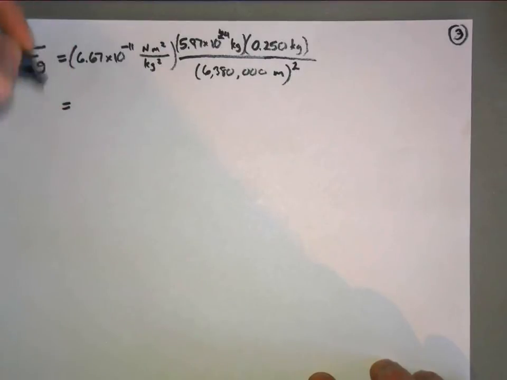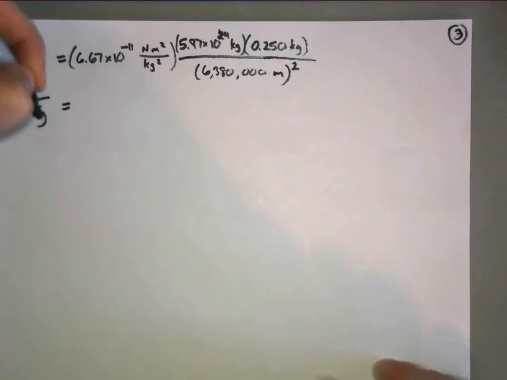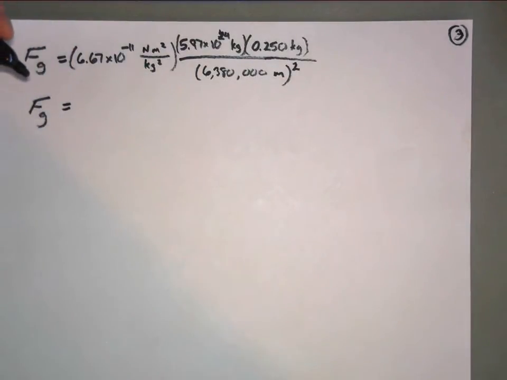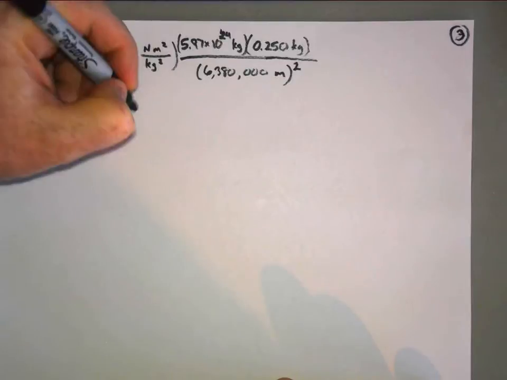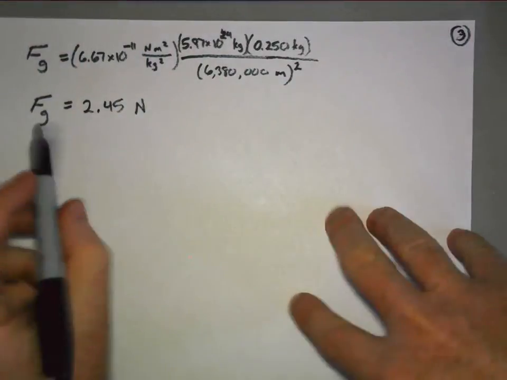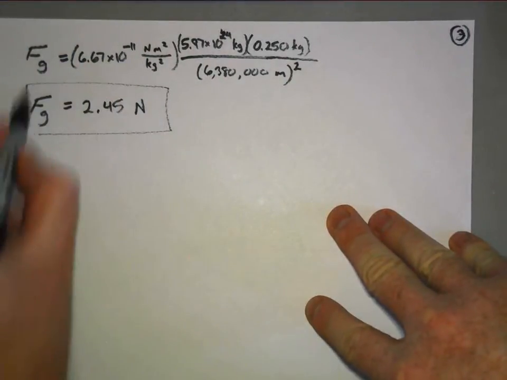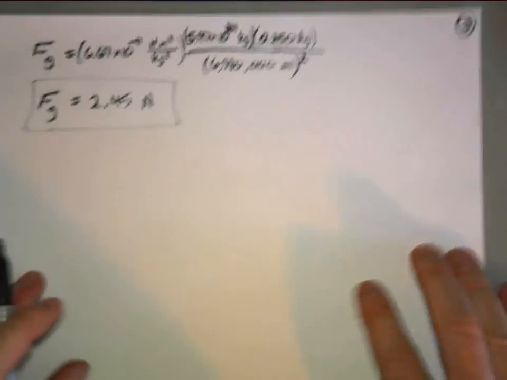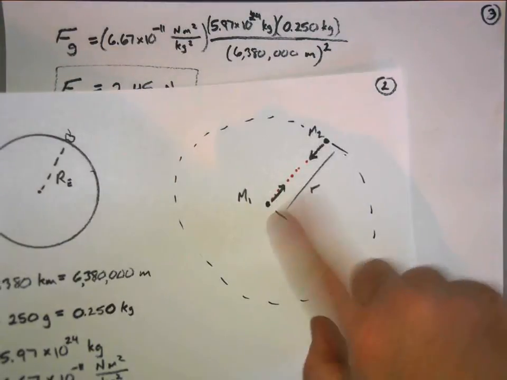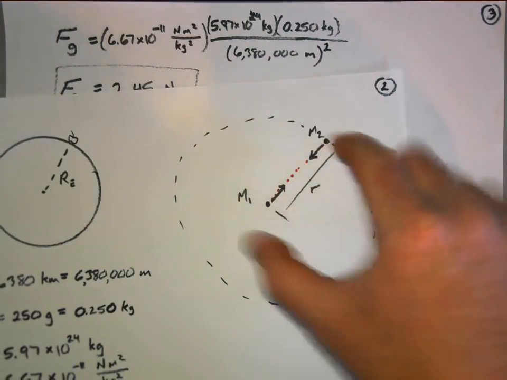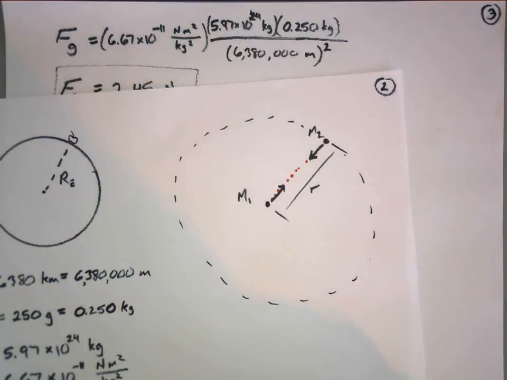And when you crunch all these numbers, it isn't so hard to do on your calculator. You end up getting 2.45 newtons. There's our answer. That is the force of gravity acting on the apple. It's also the force of gravity acting on Earth that's caused by the apple. Remember, it's a relationship. You got both things happening at the same time.